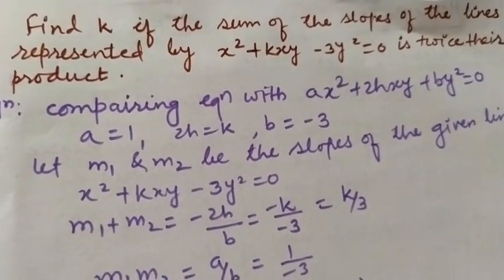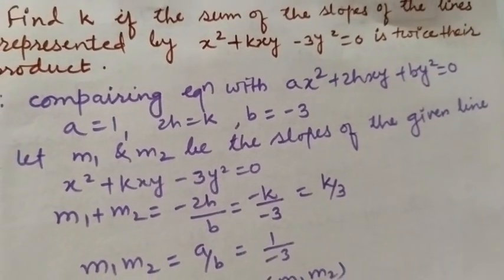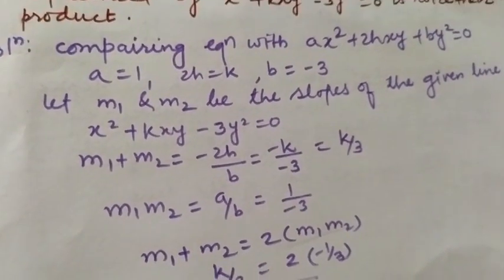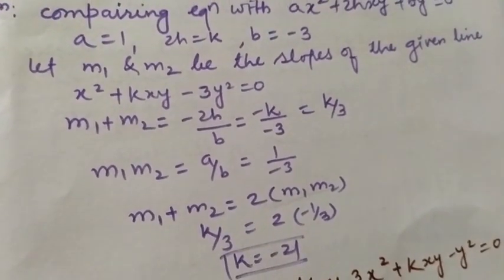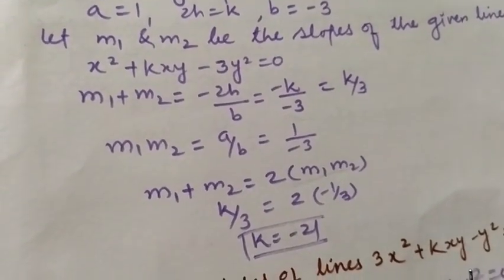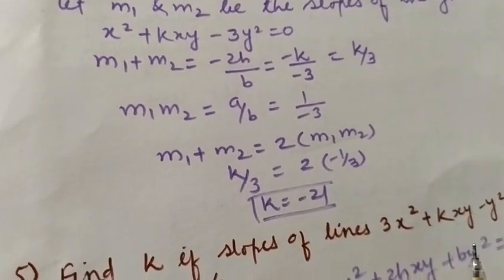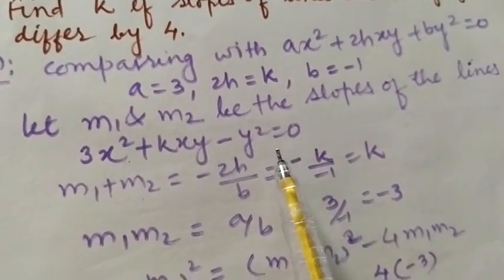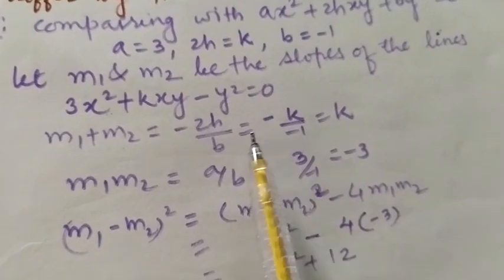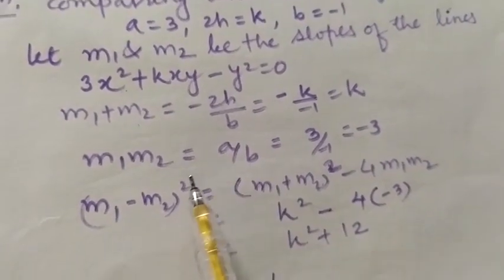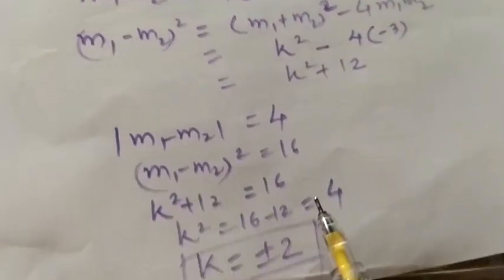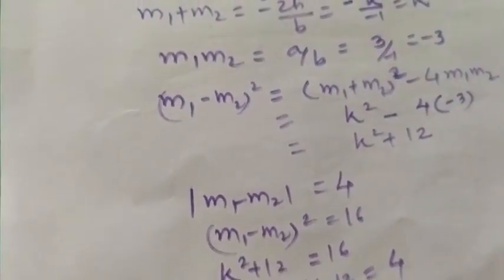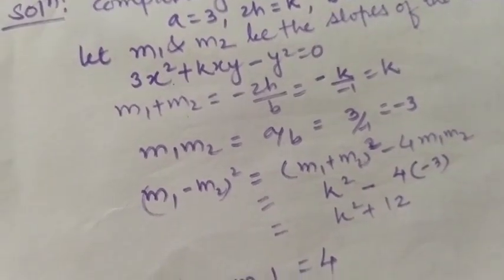See the steps. First of all, compare this equation and find the values of a, 2h, b, which are required for the formulas of m1 plus m2 and m1 into m2. Then put the condition and find the value. In the second problem also, compare this equation with the standard equation, find the values of a, 2h and b, and finally find out the values. This way we can find the values.